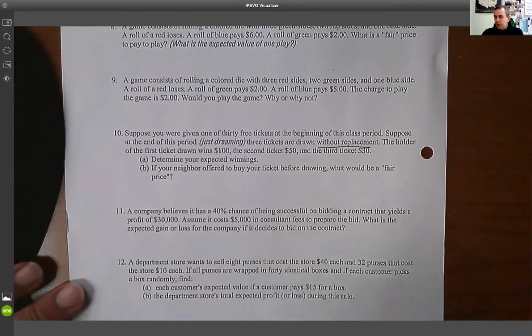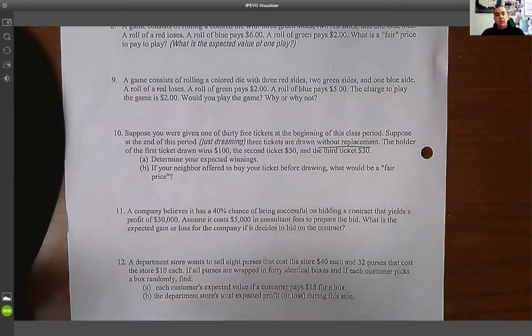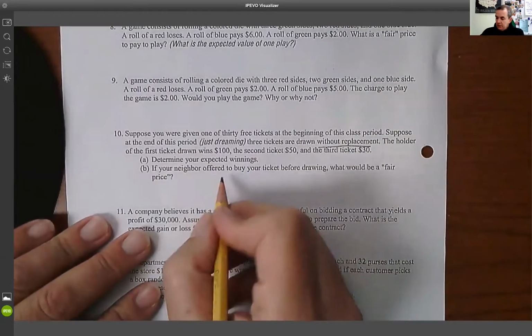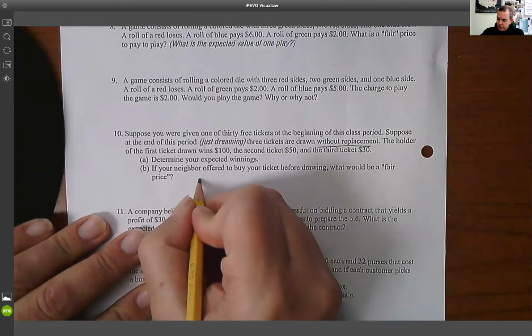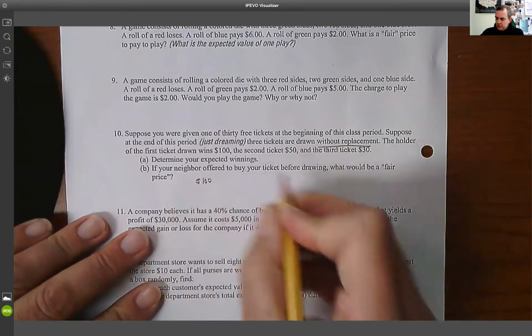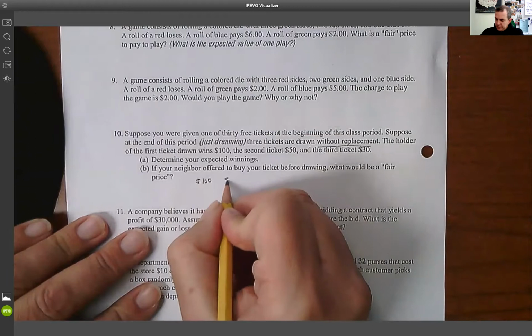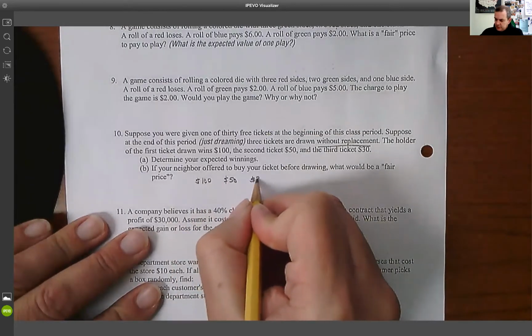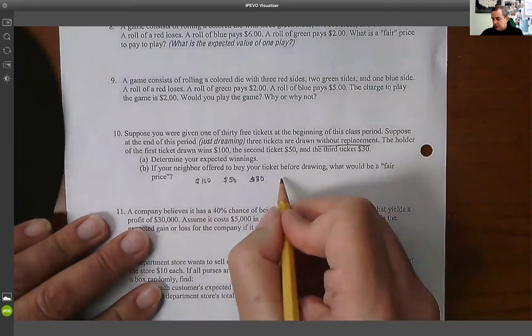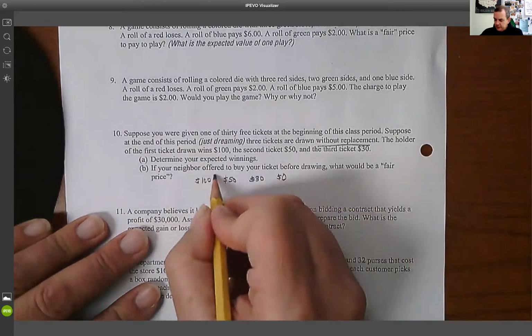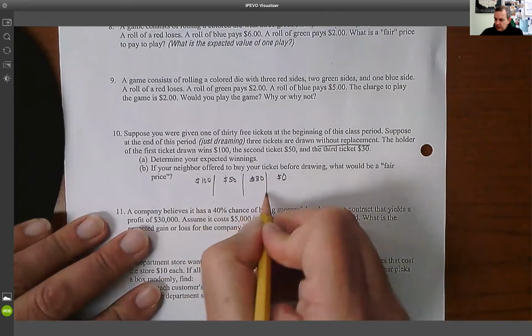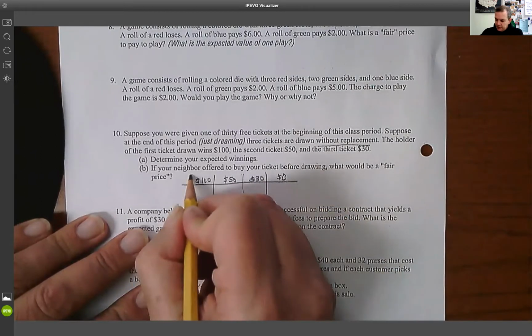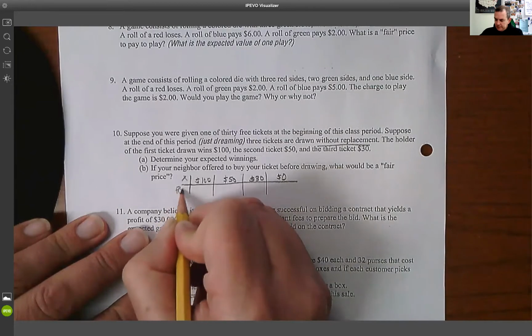So if you think about it, what are the expected winnings? When you walked in, you didn't pay any money. So there's nothing we're subtracting out of it. We're just looking at the winnings. So the outcomes here are you either are going to make $100, you are going to make $50, or you are going to make $30, or the vast majority of the people, you're going to make nothing. You win nothing. So those are my outcomes. Those are my X's.